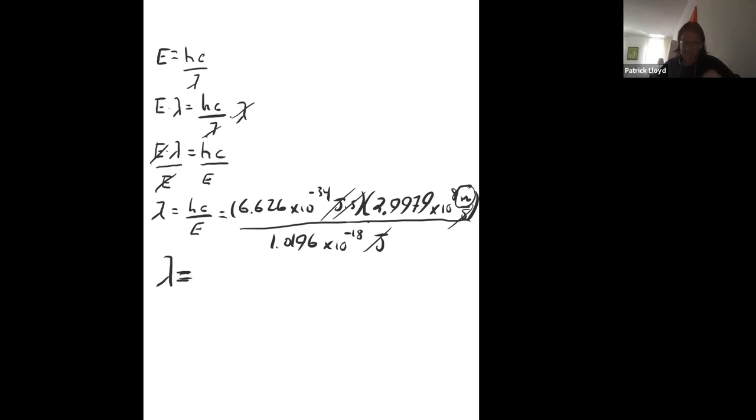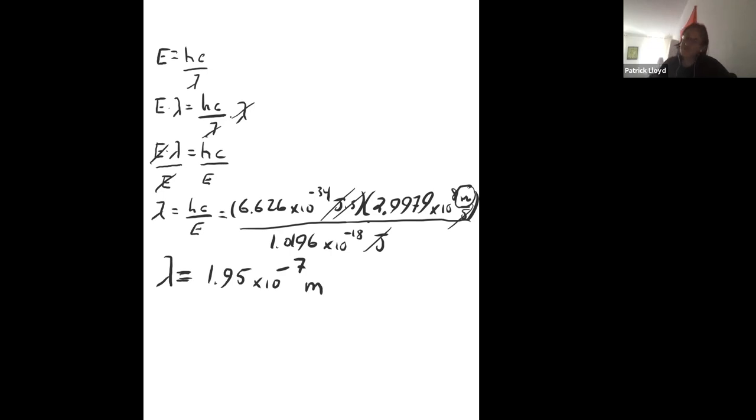So let me put all these numbers in. Every one of these numbers has scientific notation in it, so be careful with your calculator. 6.626 times 10 to the minus 34 times 2.9979 times 10 to the 8th divided by 1.0196 times 10 to the minus 18. And you end up with 1.95 times 10 to the negative 7, and then the units are meters.